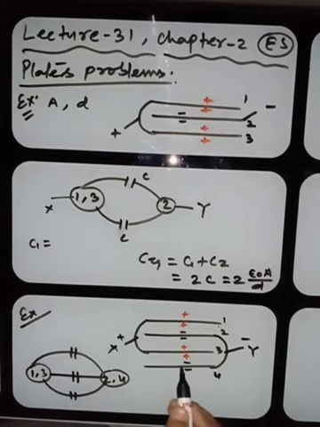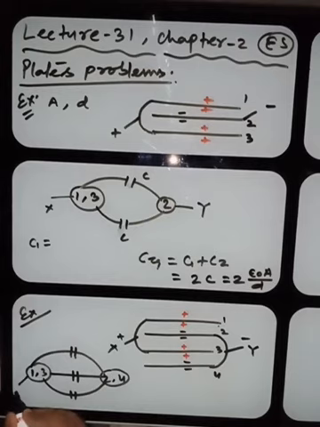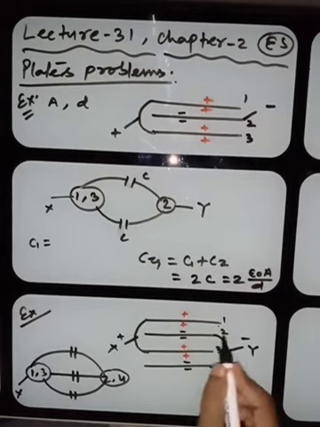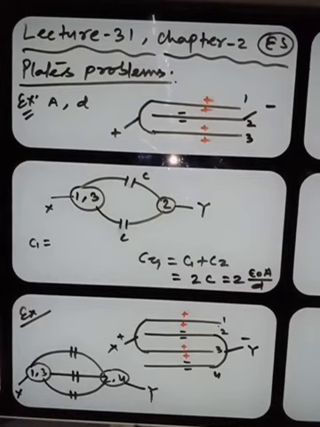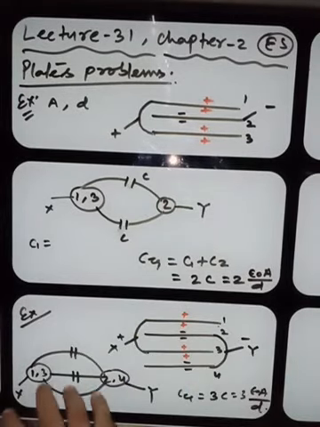Now find out the terminals. X from 1 and 3, Y from 2 and 4. You can see easily these three are connected in parallel. So the C equivalent will be C1 plus C2 plus C3, that is 3C, that is 3 epsilon naught A by d. Okay, I hope students this would be a little bit easiest method.